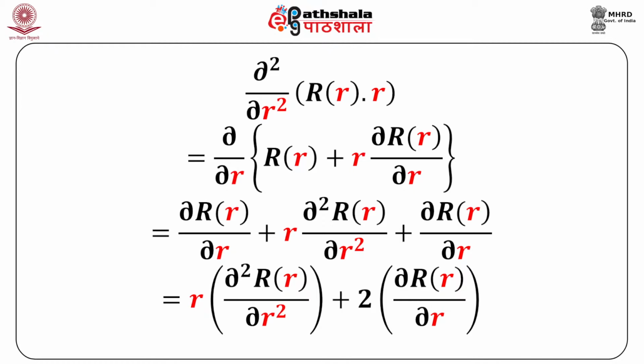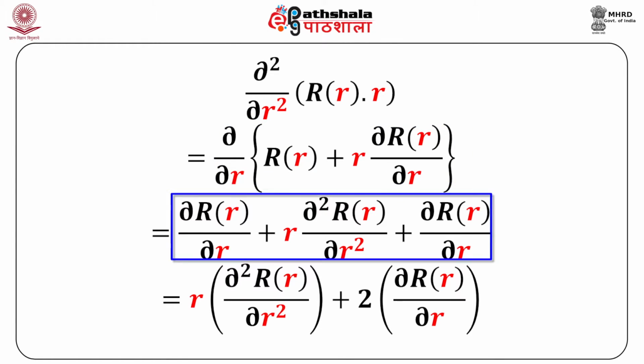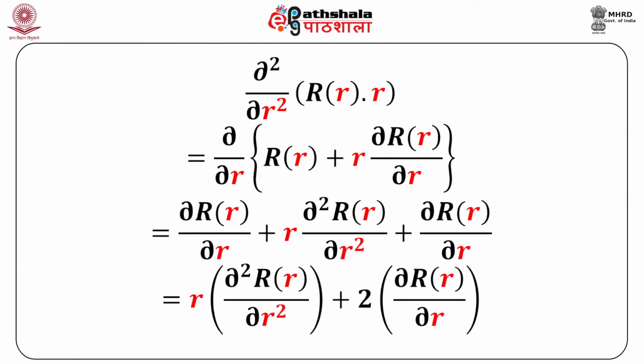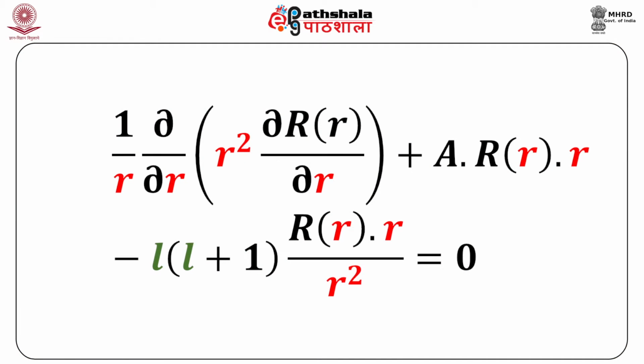So we take the first differential, and the first differential is del by del r, then it becomes R plus r del R by del r, and this becomes equal to del R by del r plus r del 2 R by del r square plus del R by del r, and that becomes equal to r del 2 R by del r square plus 2 del R by del r. That means left hand side is equal to right hand side, and therefore, as we said, the first term of the equation can be written from this equation.